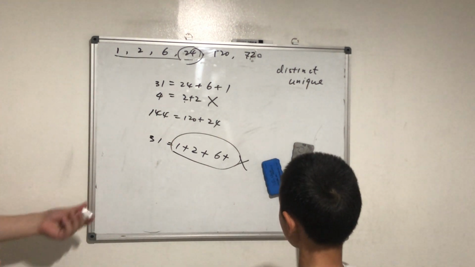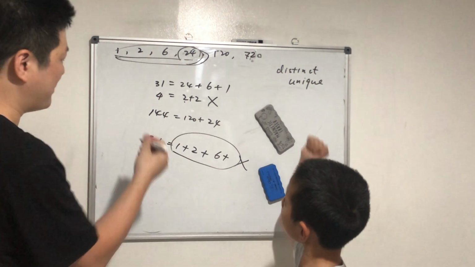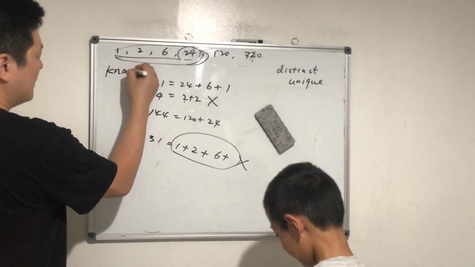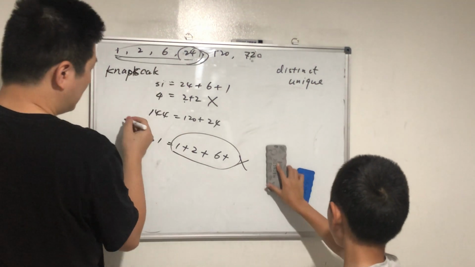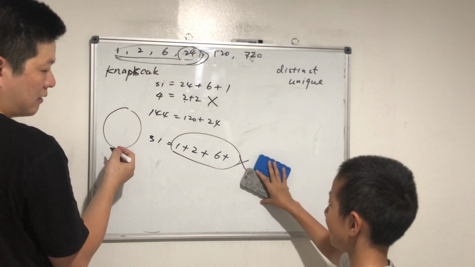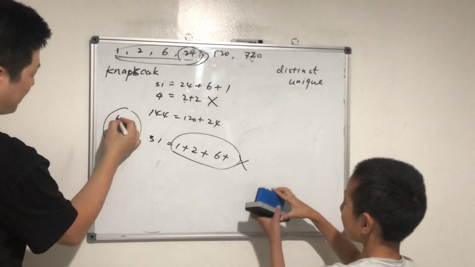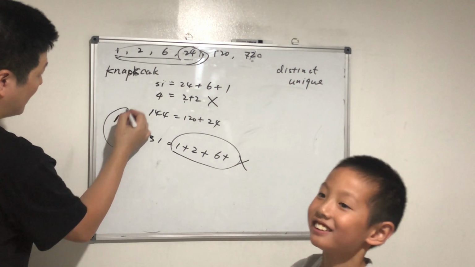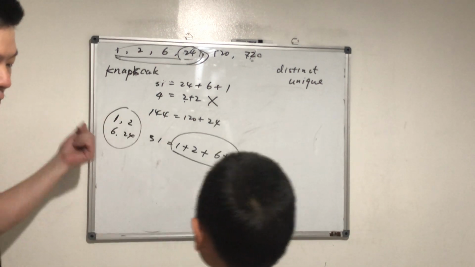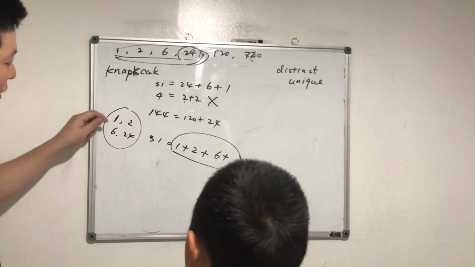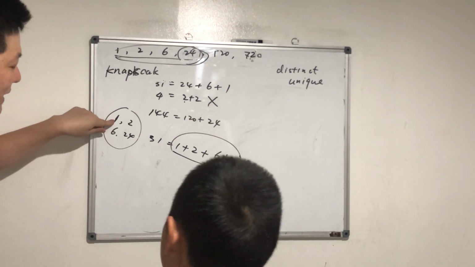We can also use depth first search, because this is a kind of knapsack problem. Knapsack is a kind of bag. So look: 1, 2, 6, 24. These are the candidate numbers, and for each one we can choose pick or not pick. If we pick it, we go to the next one.